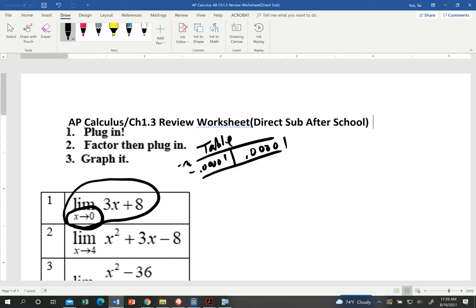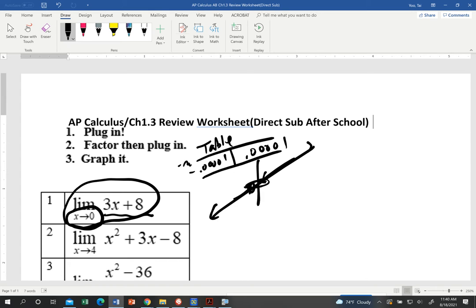And remember, this is a linear, what type of function is this? This is a linear function, right? You get a line like this. At 0, you want to know how much you're getting closer to from each side. And you want to find the y value, which is your limit. Remember all this stuff? This is what we worked on so far.